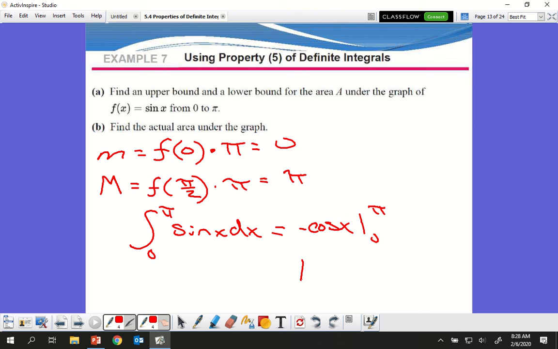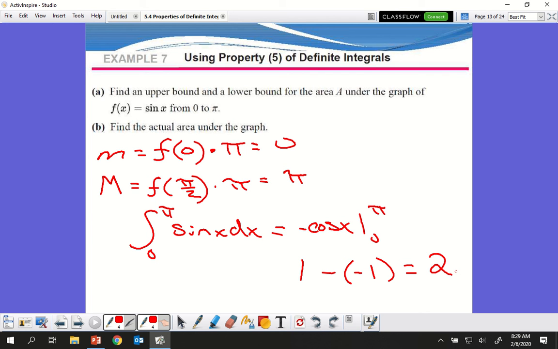So it's going to be 1 minus the bottom. What is cosine at 0? 1. Cosine at 0 is 1, so this is going to make it negative 1. So my total area for the integral is going to be 2.